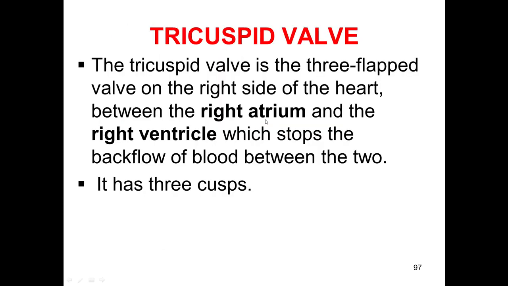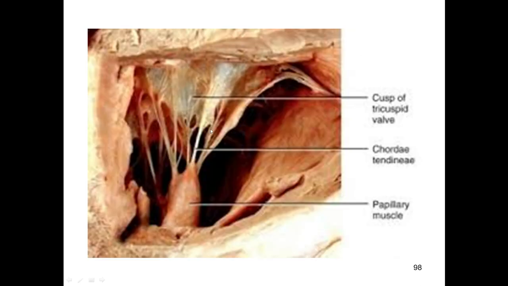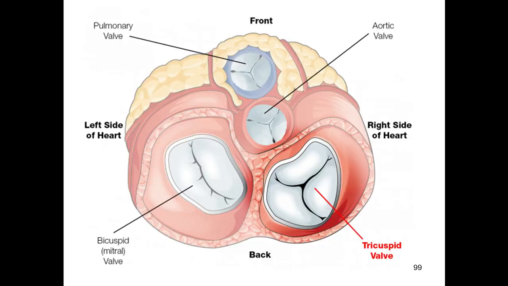Tricuspid valve, yes, 3-flapped valve, and it is between the right atrium and the right ventricle. It has 3 cusps. So you can see the cusps of the tricuspid valve, and alongside with that are the chordae tendineae. These are the thread-like structures, and here lies the papillary muscle. So the various valves we studied: the bicuspid valve, the tricuspid valve, and the semilunar valves, that is pulmonary as well as aortic.